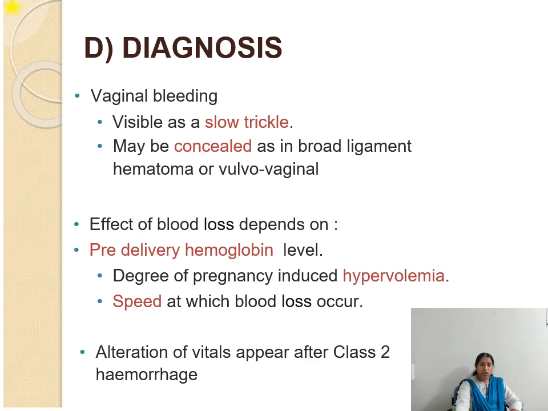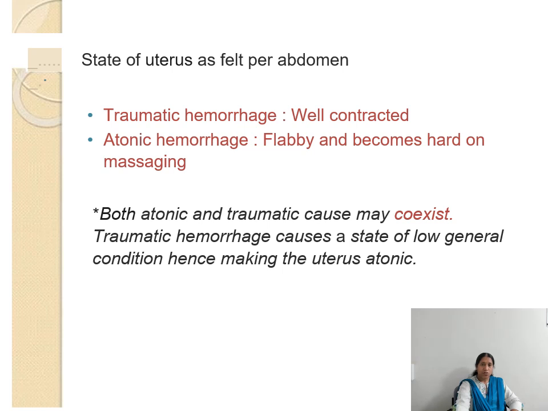So we have seen the classification. Alteration of the vitals appears only after class 2 hemorrhage, more than 1000 to 1500 ml of blood loss. So status of uterus should be felt per abdomen, whether it is well contracted or whether it is flabby and becomes hard on massaging. If it becomes hard on massaging, that means the cause is atonic uterus. And in traumatic cause, the uterus will be well contracted, but there will be bleeding from the cervix, vagina, and also any trauma to the external genital.